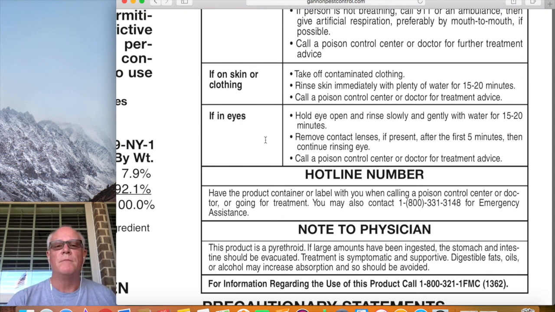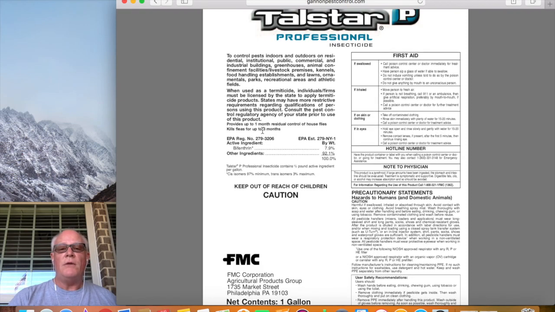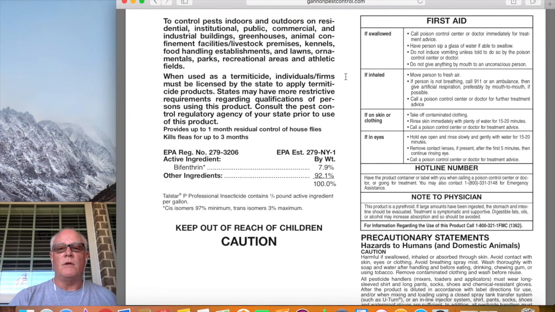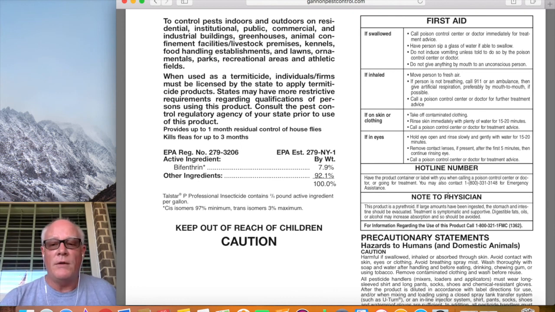Here it says if it gets in your eyes, to hold the eye open and rinse slowly and gently with water for 15 to 20 minutes. Okay, so there's where you go. So if something does happen, the first thing you should do is turn to the label. If you can't figure it out, go to that hotline, call the 800 number, or call a doctor and get some advice.